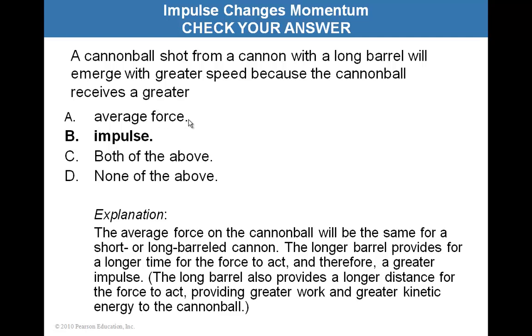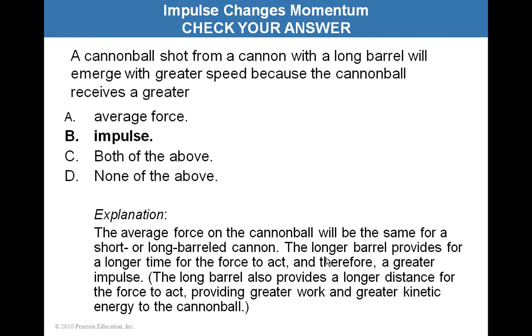So the average force is going to be the same whether you have a short or long-barreled cannon, but with a longer barrel, you have a longer time for the force to act. So our impulse, which is force times time, has a longer time. So then it has a greater impulse. Then we're also going to see in a later chapter that means it has more work and greater kinetic energy.